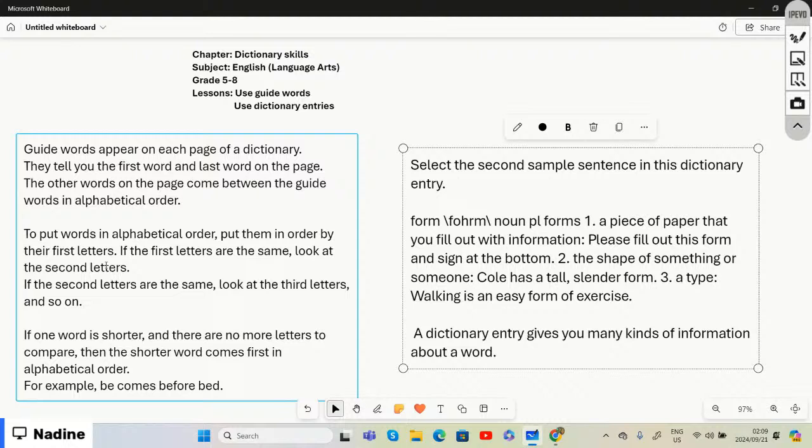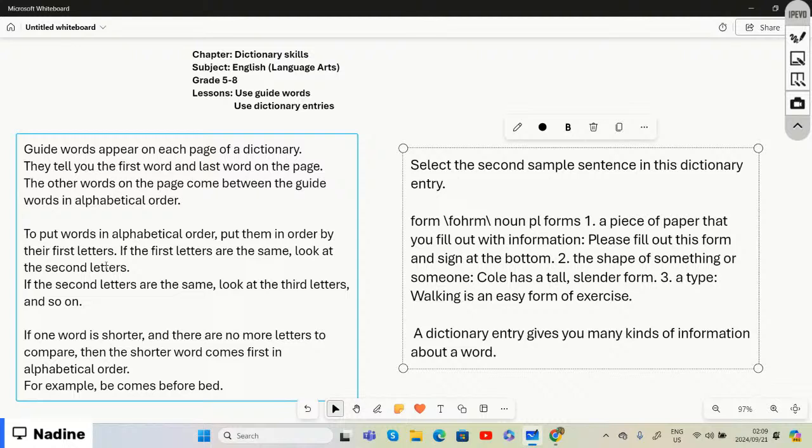And then within a dictionary, we have guide words. These guide words will guide us when we are looking for a specific word in the dictionary. Imagine the words were just jumbled up and it wasn't in alphabetical order. That means we would have to look for words all the time. However, in a dictionary, the words are written in alphabetical order.